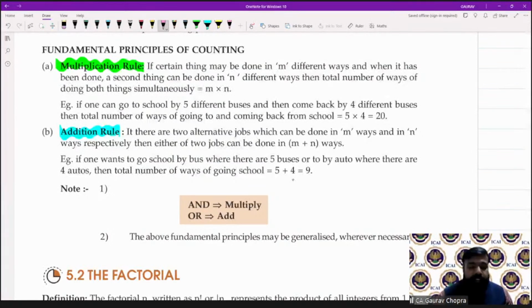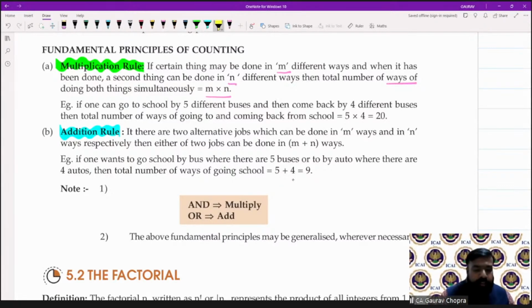So let us read this also. If a certain thing may be done in m different ways, and when it has been done, a second thing can be done in n different ways, then the total number of ways of doing the things together will become m multiplied by n. There is one more example given here.